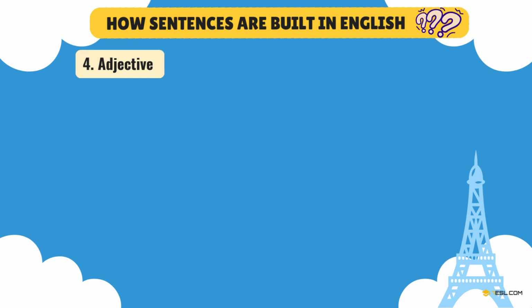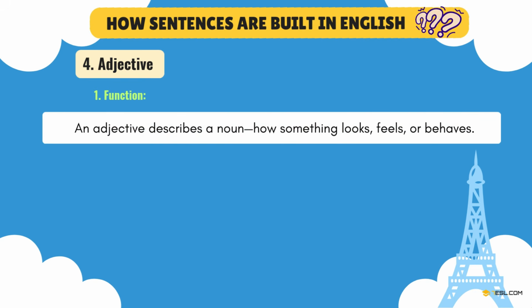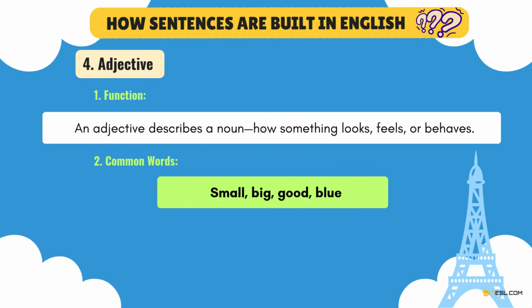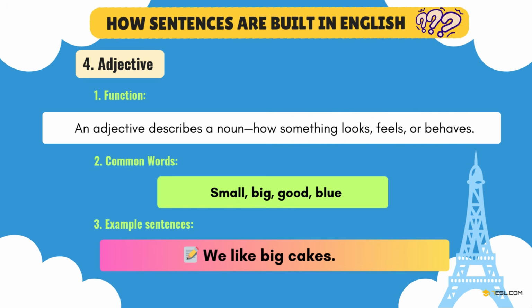4. Adjective. Function. An adjective describes a noun, how something looks, feels, or behaves. Common words. Small, big, good, blue. Example sentences. We like big cakes.